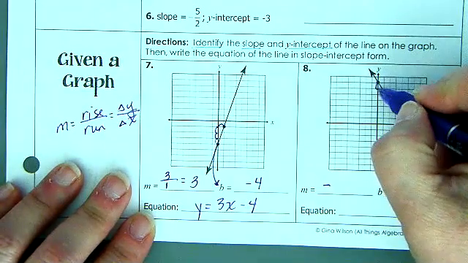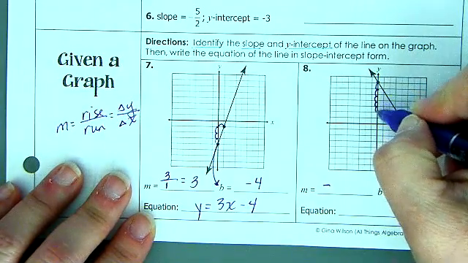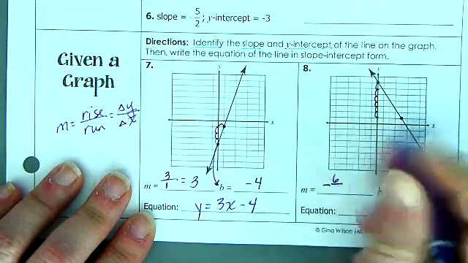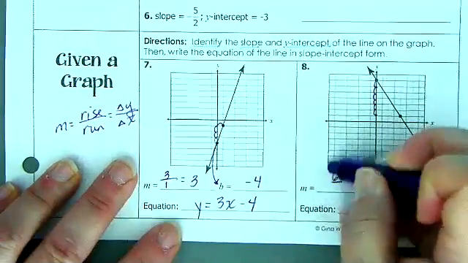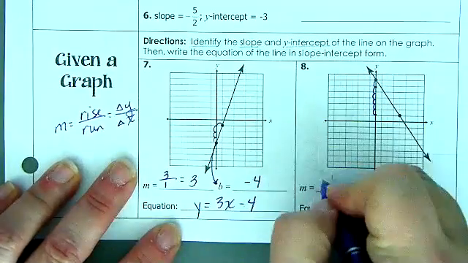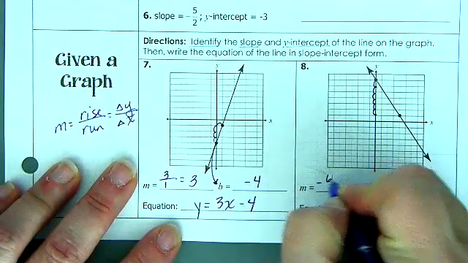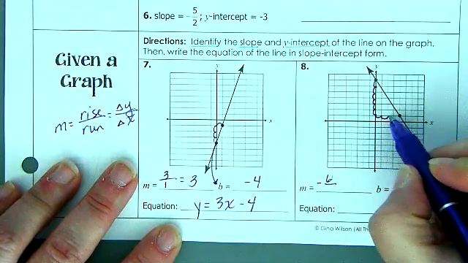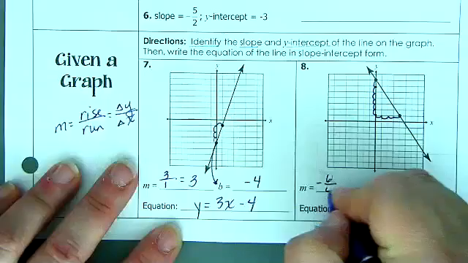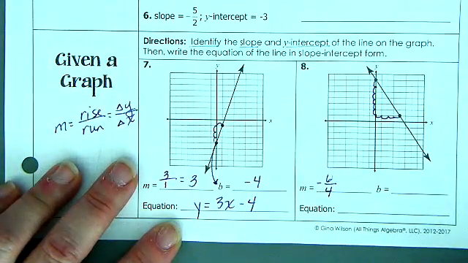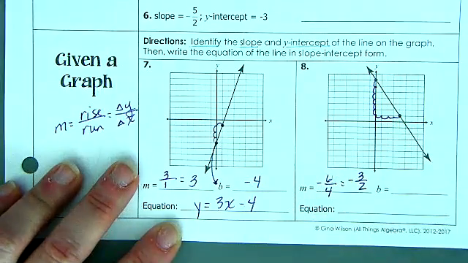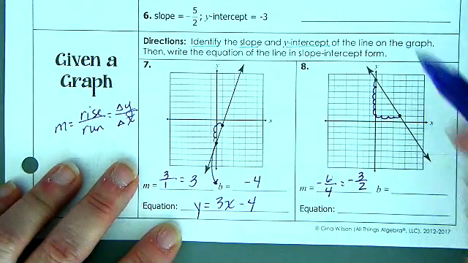So I've got 1, 2, 3, 4, 5, 6, because I want to get level. So that's a -6. So I'm going to have a -6 over 1, 2, 3, 4. Remember, we always have to simplify. So this is going to simplify to -3/2.